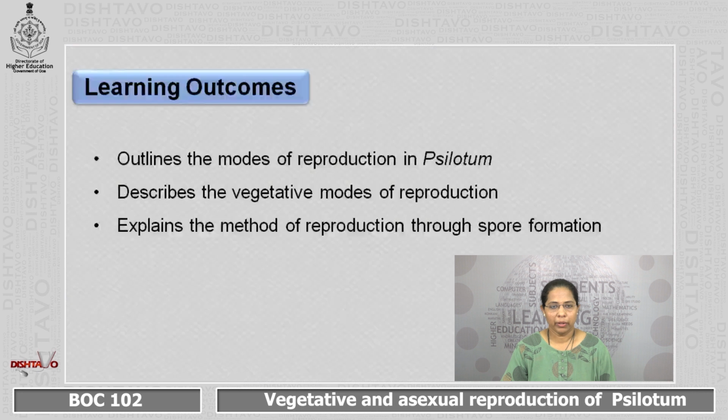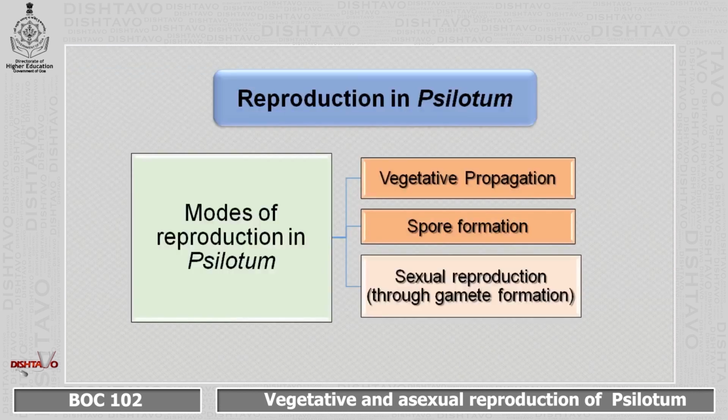This module outlines the modes of reproduction in Xyloterm. It describes the vegetative modes of reproduction in Xyloterm. It explains the methods of reproduction through spore formation in Xyloterm. A brief overview of how Xyloterm reproduces.